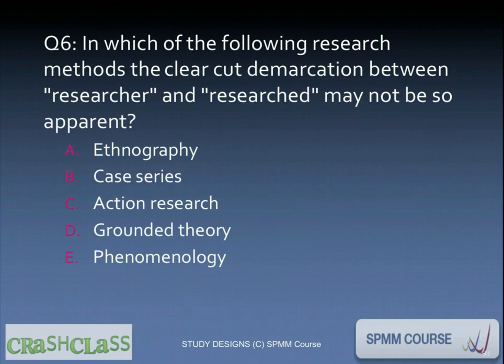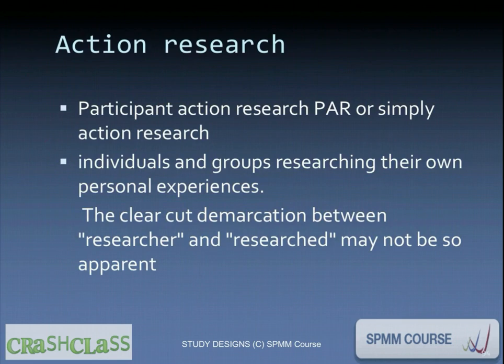Question 6. In which of the following research methods may the clear-cut demarcation between researcher and the researched not be so apparent? Ethnography, case series, action research, grounded theory, phenomenology. Let's see what is action research. Action research, also called participant action research or PAR. Individuals and groups, if they research their own personal experience, then the line between who is the researcher and who is the researched becomes blurry.